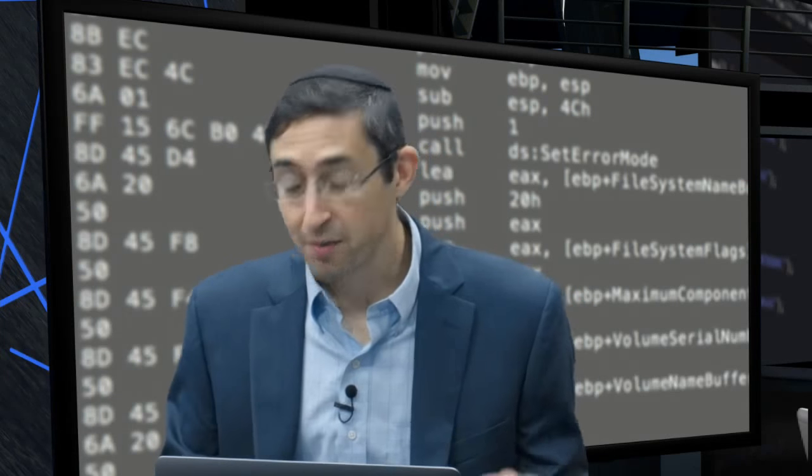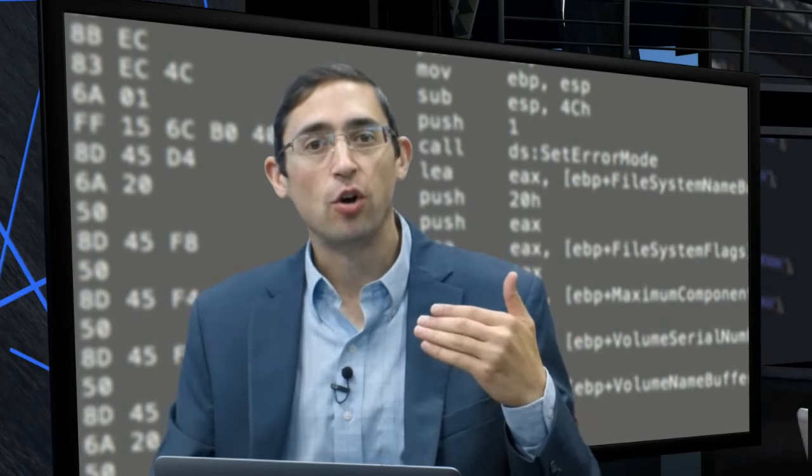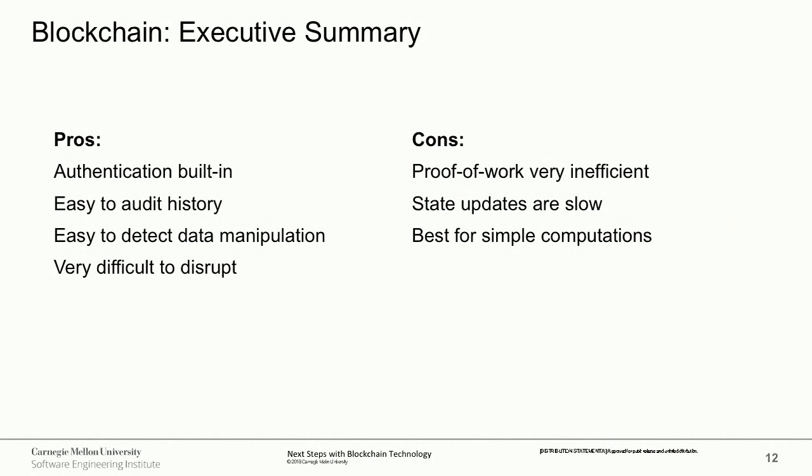Cool. So to use that as a quick refresher of what a blockchain is: there's a slide showing up here. There are basically four pros, I would say, when you want to give the executive summary. Why would anyone want to use a blockchain? First of all, it has authentication built in.